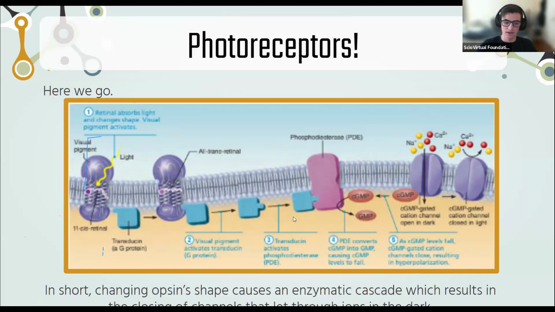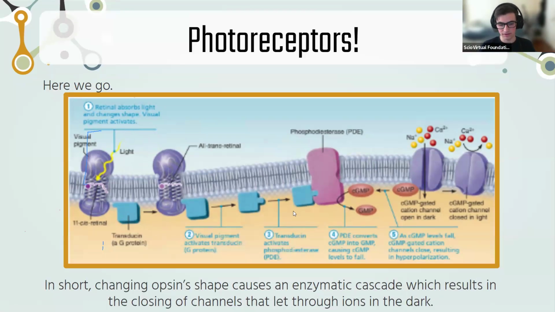But overall, in short, when the opsin changes shape, it makes an enzymatic cascade, which in the end results in the closing of the channels that let the ions through when it's dark. When it's dark, it lets the ions through, and as soon as you see light, it closes those valves, and then it doesn't let the ions through anymore.